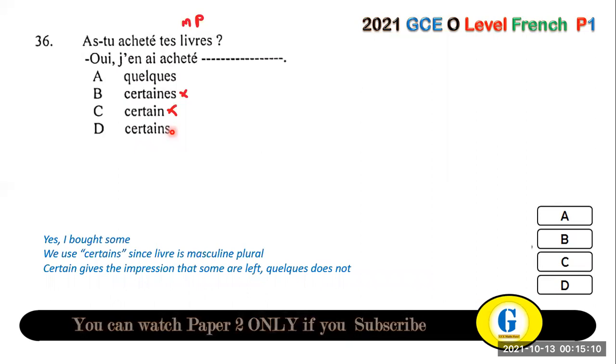As-tu acheté tes livres? Livre is masculine plural. Oui, j'en ai acheté. Here we are using certain because livre is plural, and the certain gives the idea that you have not bought all. There are some that you are still to buy. So it takes certain like this.